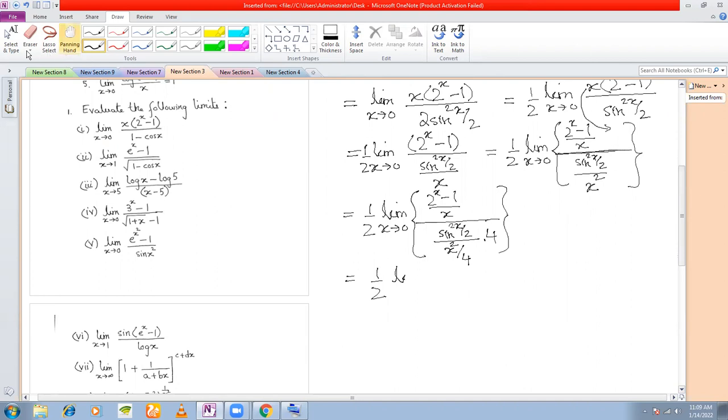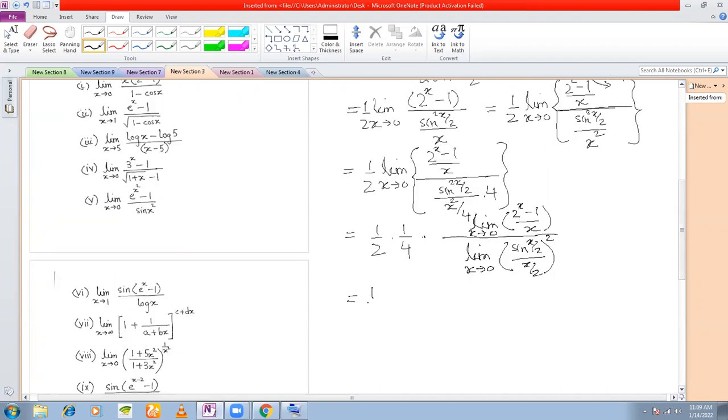Now you can separate the limits. This 1 by 4 that you got, you can take this out. Now you split the limit in the numerator and the denominator into limit x tends to 0, 2 to the power of x minus 1 by x. And in the denominator, you have limit x tends to 0, sine x by 2 by x by 2 square, right? So you get 1 by 8.